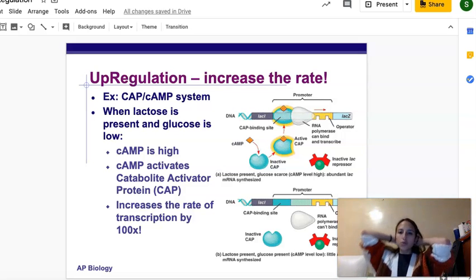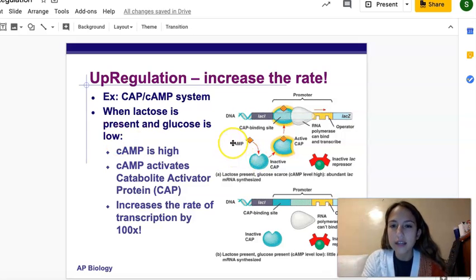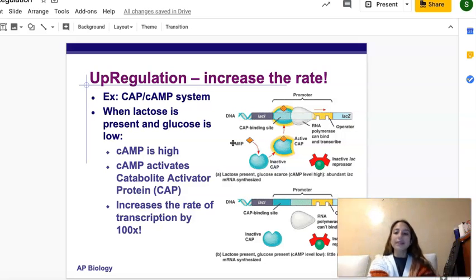This you do through something that you've already talked about as well, which is cyclic AMP. Adenosine monophosphate is a form of ATP without the other two phosphate groups. If you recall, in your signal transduction pathways lecture, this was called the second messenger.